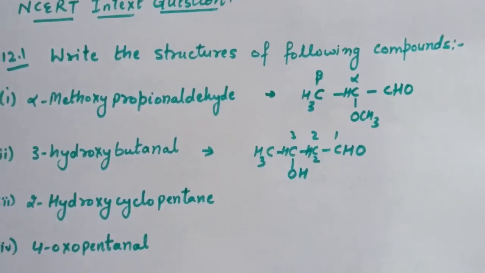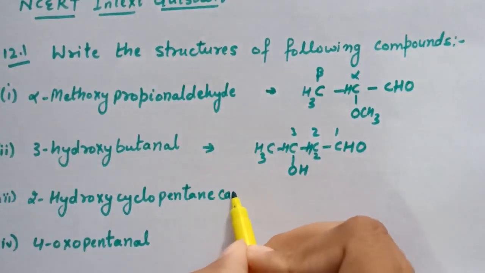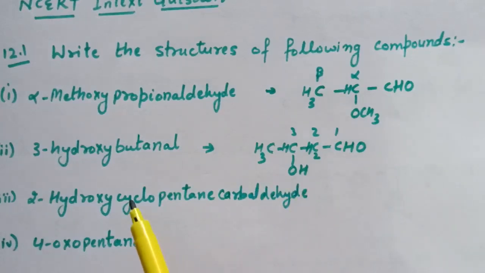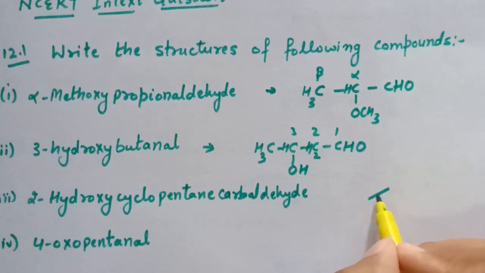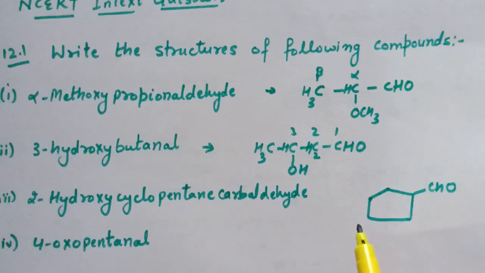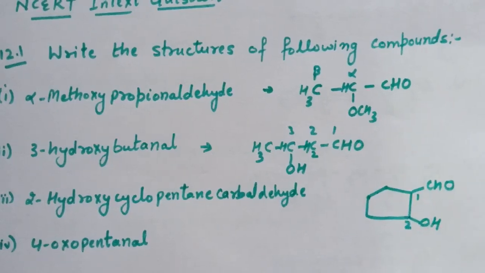Third is 2-hydroxycyclopentane carbaldehyde. So here cyclopentane carbaldehyde means that a 5-membered ring is having a CHO group. So this is a 5-membered ring and one CHO group is placed. Now at second position one hydroxy group is there. So we will number this carbon atom as 1, and second position has 1 OH group. So this is 2-hydroxycyclopentane carbaldehyde.